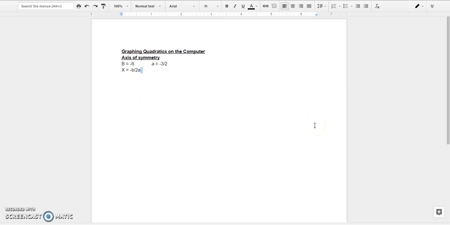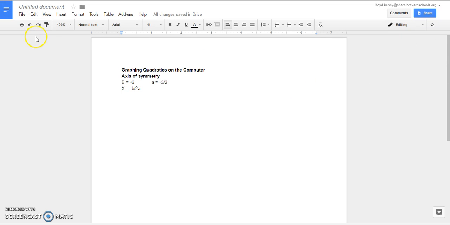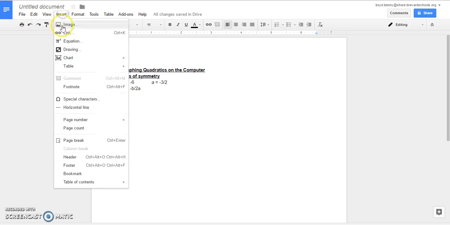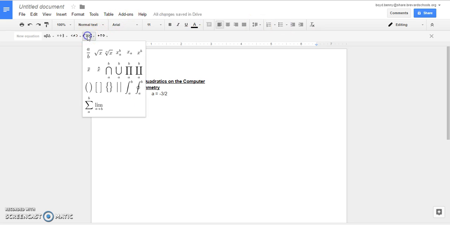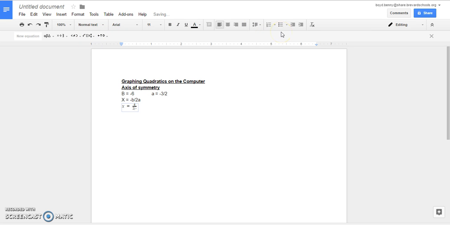Okay, so the next thing I want to do is substitute those values into my symmetry equation. So x equals, the opposite of 6 would give me 6, divided by 2 times negative 3 divided by 2.